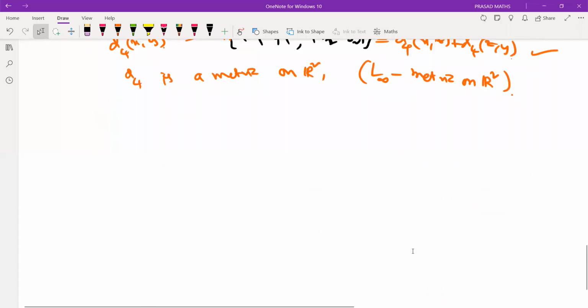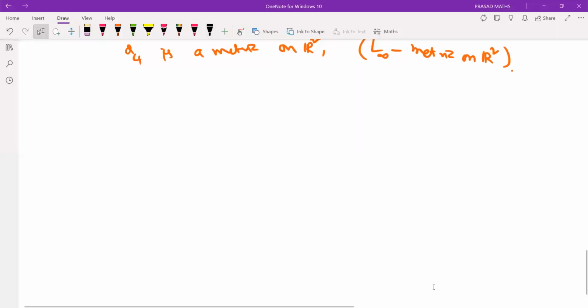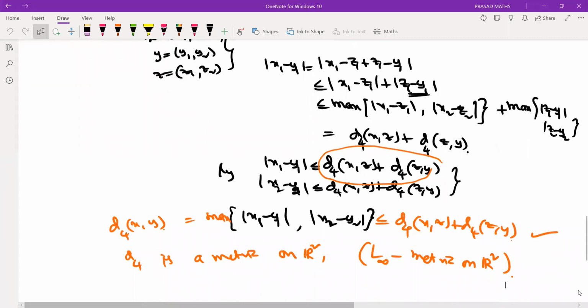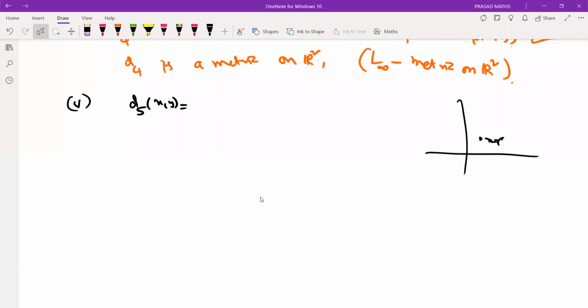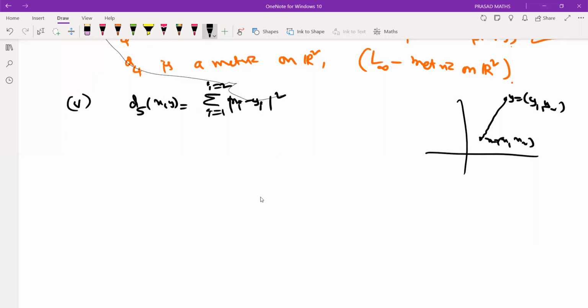Okay. Similarly, you can check the fifth one. This is also a standard metric. Distance between two points. Suppose you have a point here, x1, x2. This is my point y1, y2. This is the Euclidean distance: square root of x1 minus y1 whole squared plus x2 minus y2 whole squared, that is, the summation for i equals 1 to 2 of modulus xi minus yi whole squared, whole power 1 by 2, for x equal to this, y equal to this. So this is also a metric. You can easily check it.